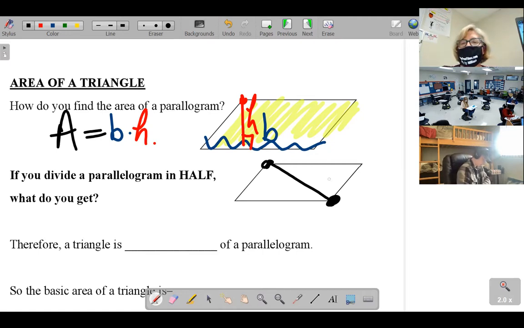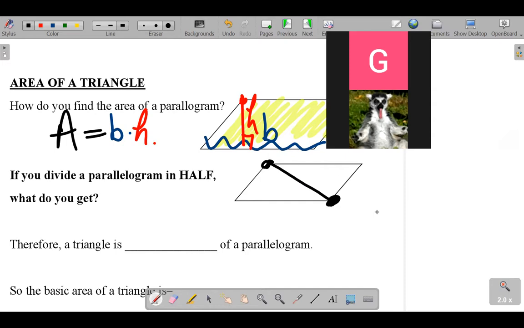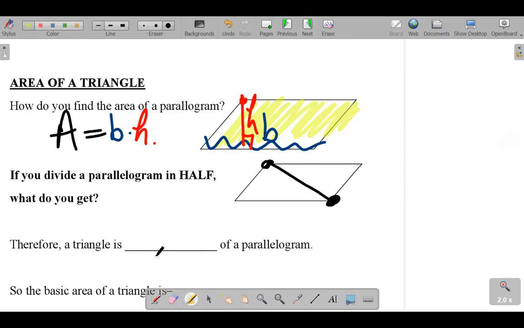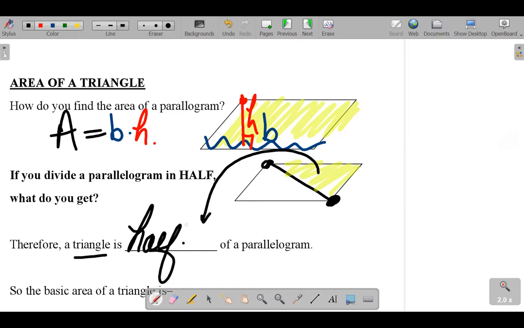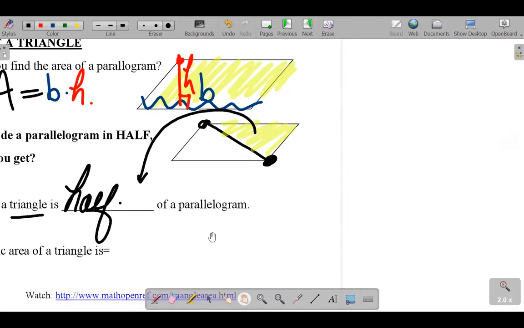I'd like you to slice the parallelogram in half. Mr. Sanchez, when you slice the parallelogram in half, what shape are you getting? Triangles. Beautiful. So go like this, put an arrow, and here's the simple truth. A triangle is half of a parallelogram, which means the area is, fabulous job. There's your basic triangle equation.